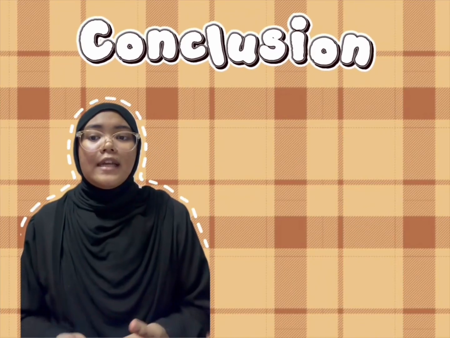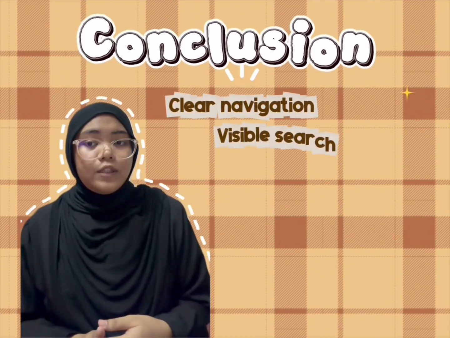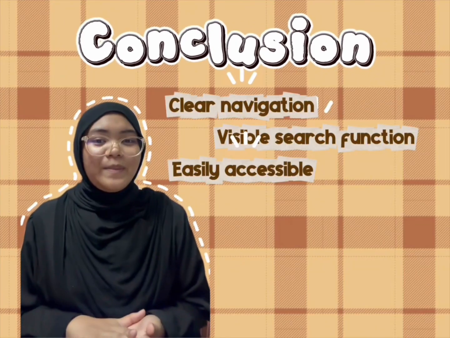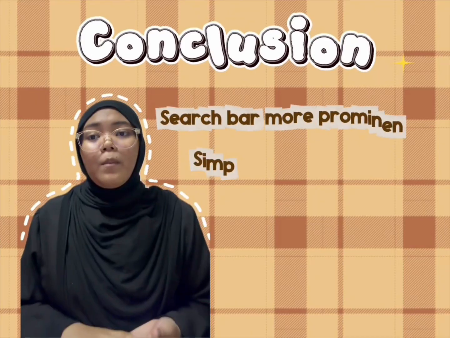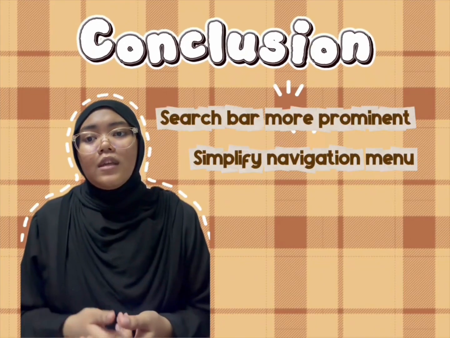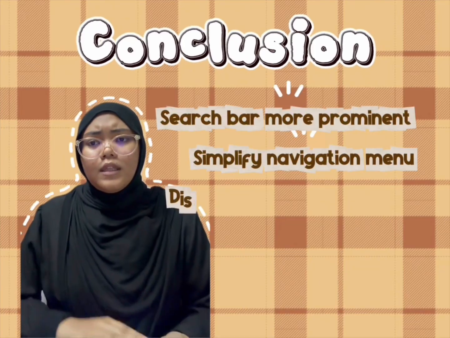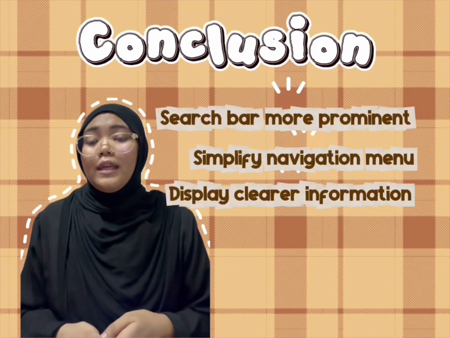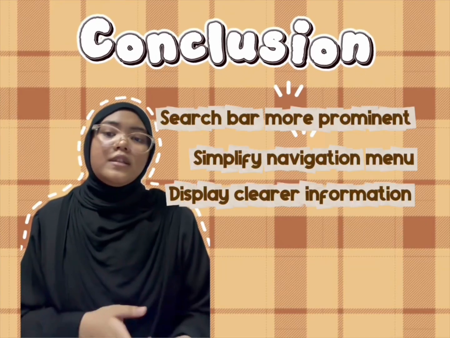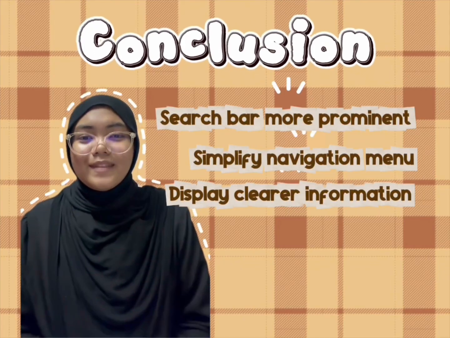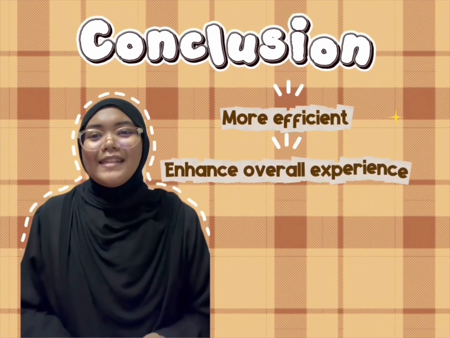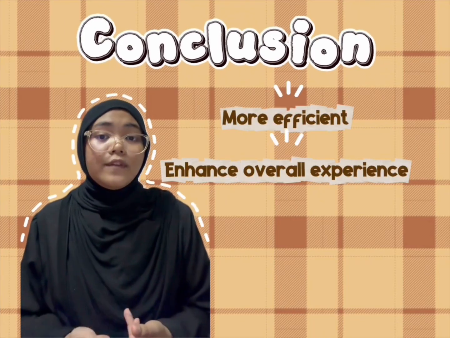Overall, our findings suggest that clear navigation, a visible search function, and easily accessible information are essential for improving usability. We recommend making the search bar more prominent on the home page, simplifying the navigation menu, using more user-friendly terminology, displaying borrowing information more clearly, and providing clearer messages when access to online resources is restricted due to network requirements. These improvements will help users complete their tasks more efficiently and enhance their overall experience when using university library portals.